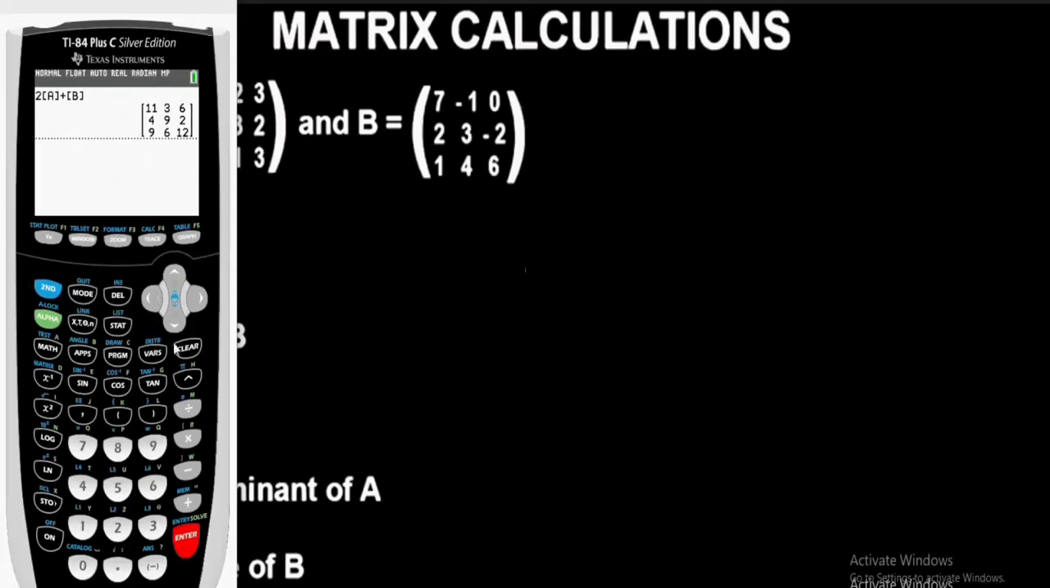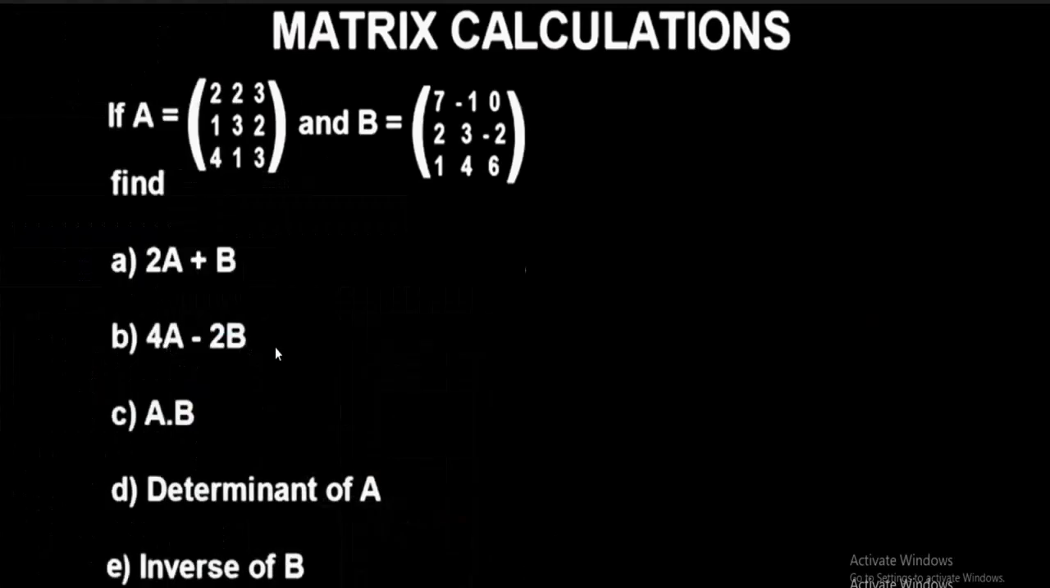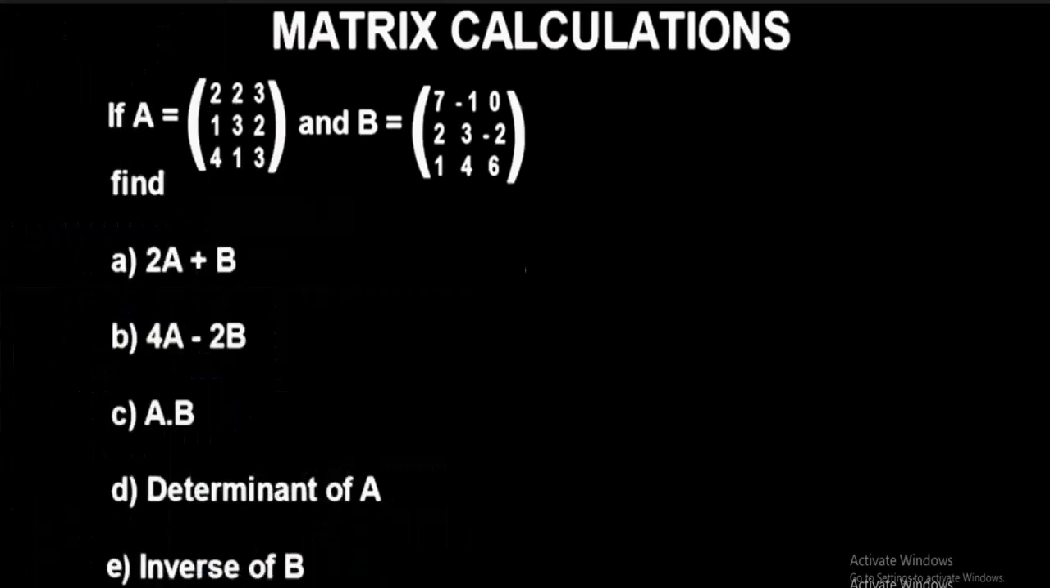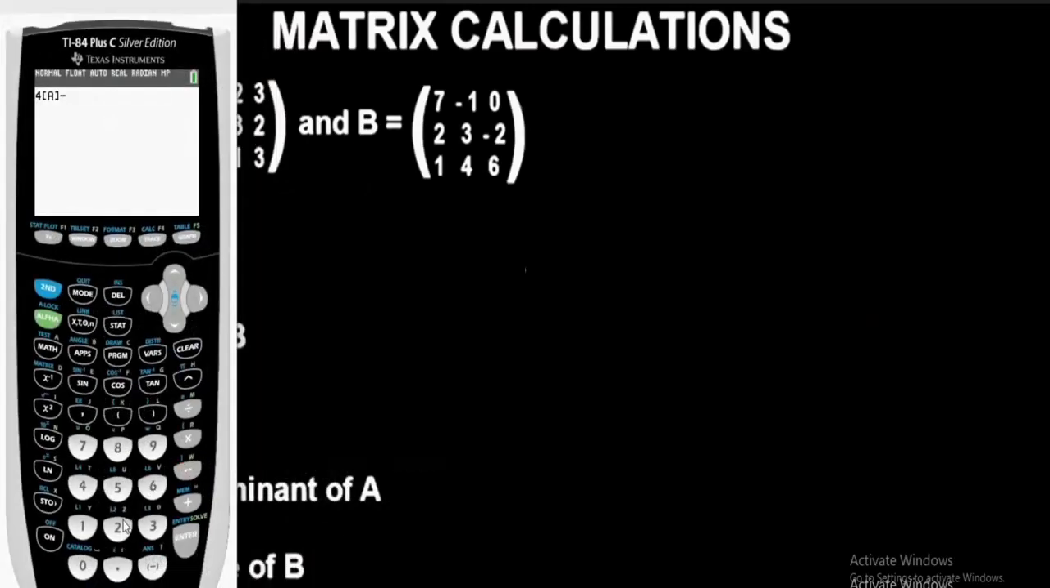Very simple. Clear this. So let's do the second one. So this one is subtraction, 4a minus 2b. Alright, so we have 4. Then second, this math button. So 4a, press 1 minus 2b. So we have 2.